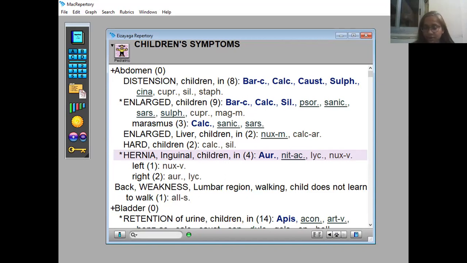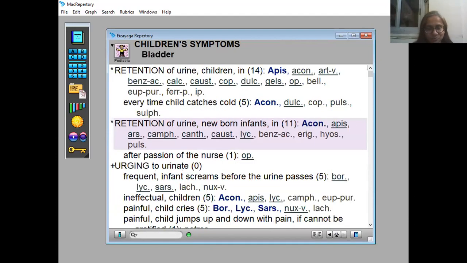And also look at the sub-rubric. If it is left-sided, Nux vomica. If it is right-sided, there are 2, Aurum and Lycopodium. It makes your job very easy. Children's symptoms: bladder, retention of urine in newborn infants. Many cases I have solved where the child just retains the urine. Okay, and there is no cure to it.